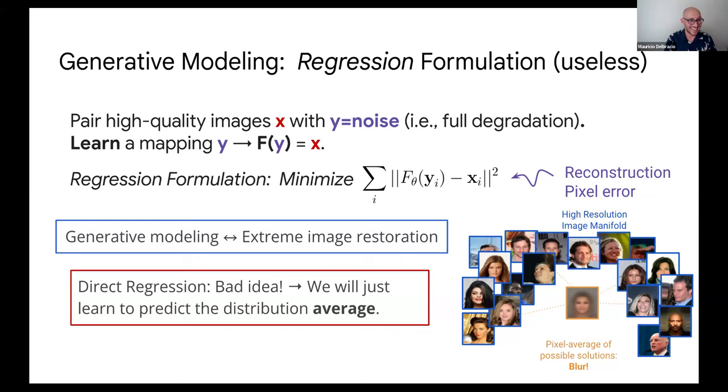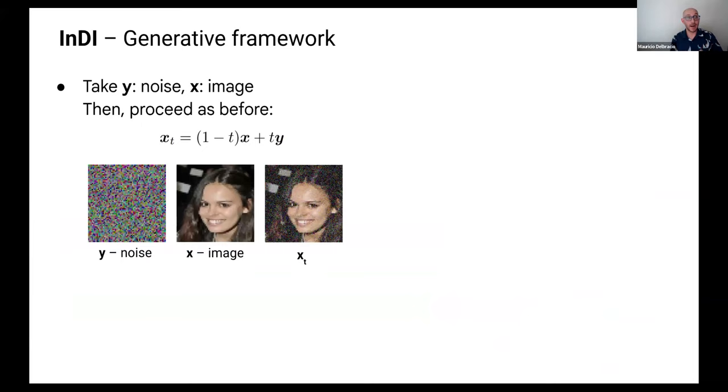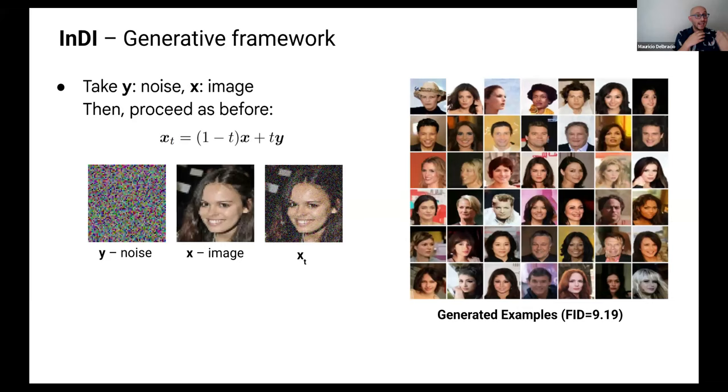However, we can take the same ideas and apply them to this very specific problem, which is, let's say that you have clean data X and you just pair it with different noise realizations, right? And then proceed as before. You generate these intermediate degradations, XT, and then you train a model for going from the noise space to the clean space. And actually, we can generate pretty good quality images that are not state of the art, but are in any case very cool since we didn't tune or change anything for this very specific application, right? These are some uncurated results using CelebA 64 by 64.